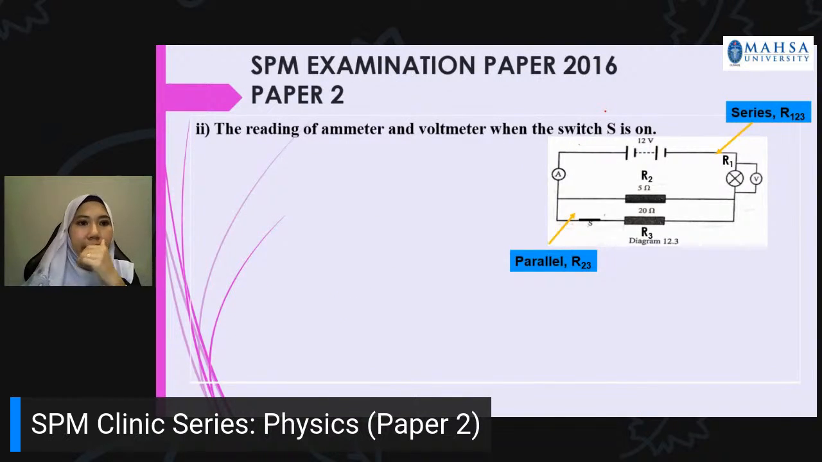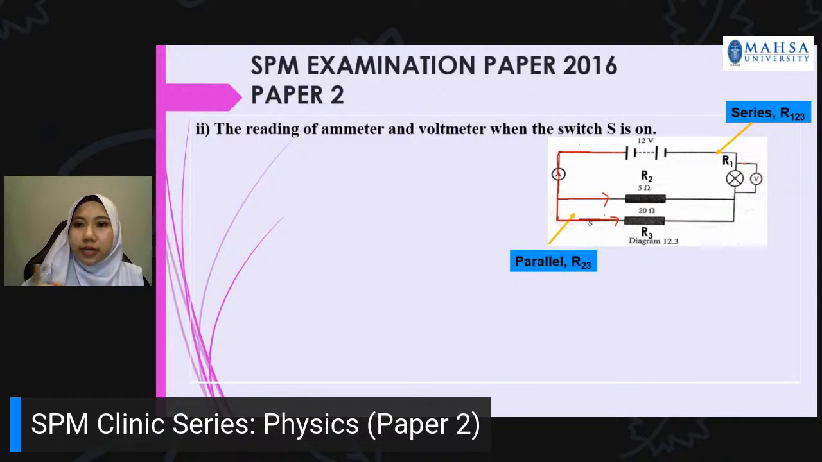Next, the reading of the ammeter and the voltmeter when the switch is on. Now, the second condition, you are closing the switch, meaning the switch S is on. So there is current flowing through this 5 ohm resistor, and also current flowing through the 20 ohm resistor, and also the bulb here.